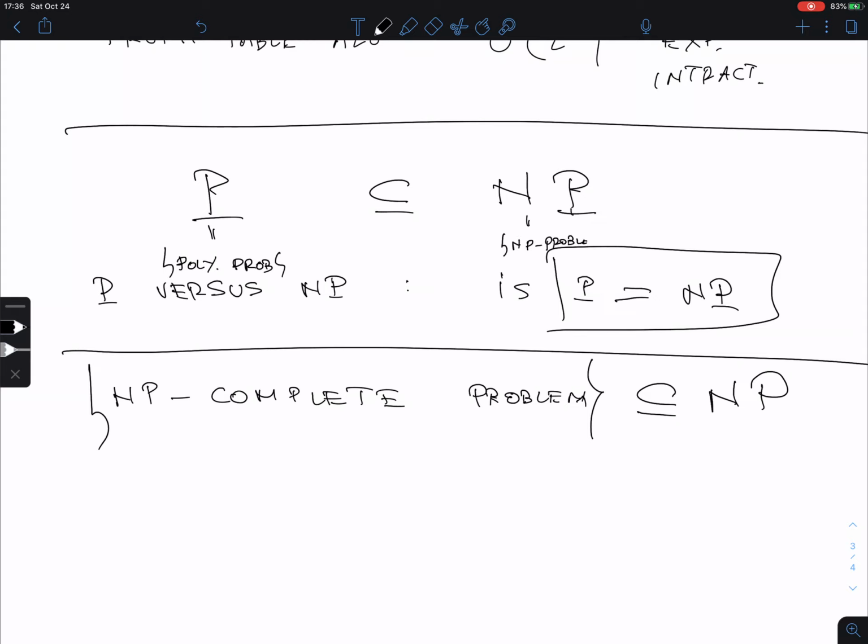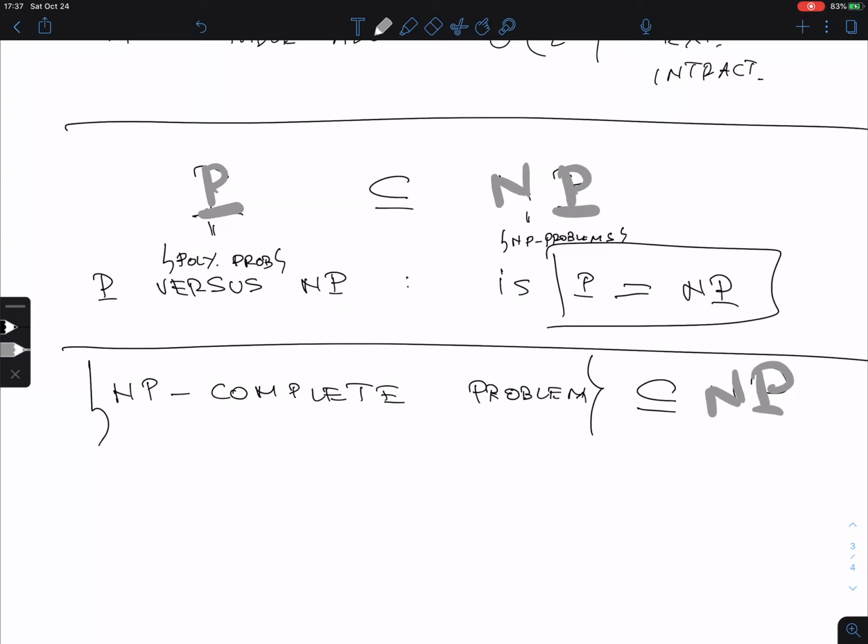So perhaps I should use a different font for this. Let me call this P again, and this NP. NP is the class of all problems whose answers can be checked in polynomial time. So we have that the NP complete problems are a subset of NP, but what are they? This is the thing that you have to understand. It is a class of problems that if, oops, sorry, what is this? Oh, okay.